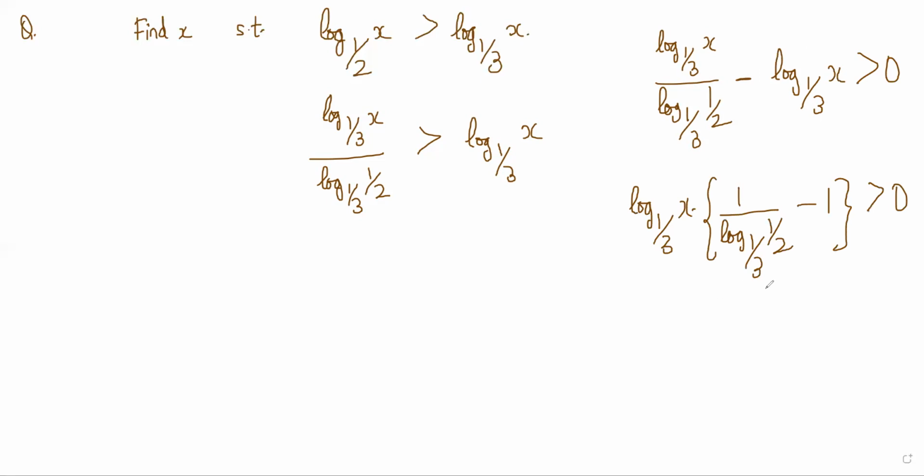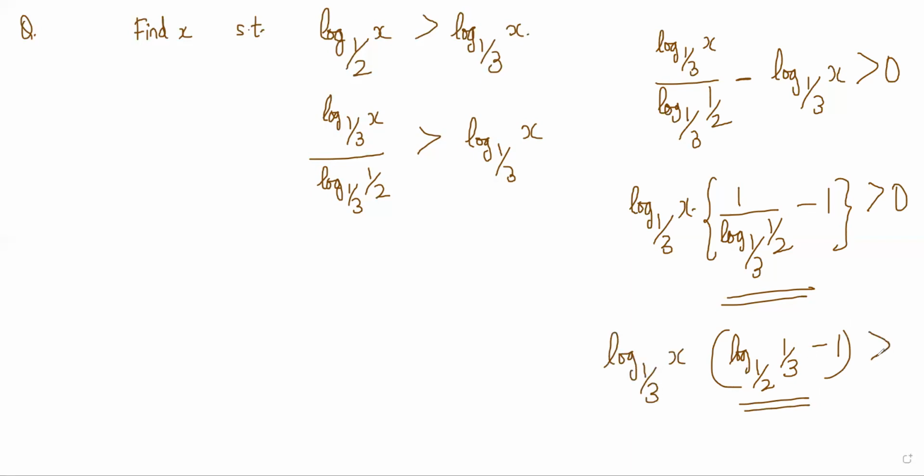So this is a constant thing. First figure out whether this is positive or negative, right? So this is basically log 1/2 of 1/3 minus 1, right? Figure out the sign of this, and depending on that, you will know the sign of this, for this to be true.